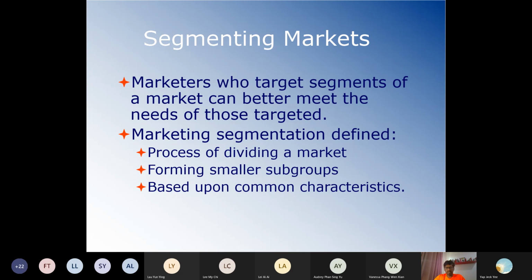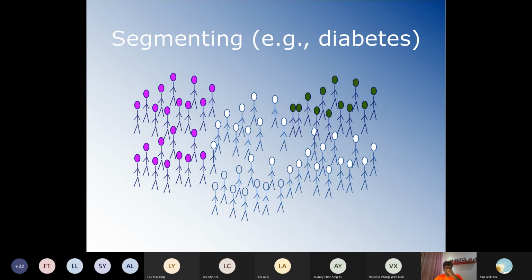So it's a process of dividing a market. You basically divide the market based on some characteristics, and by dividing that you form smaller subgroups, and these smaller subgroups will have similarities within them, based upon the characteristics that you use. So that's how it happens, and we will try to explain in a different way.